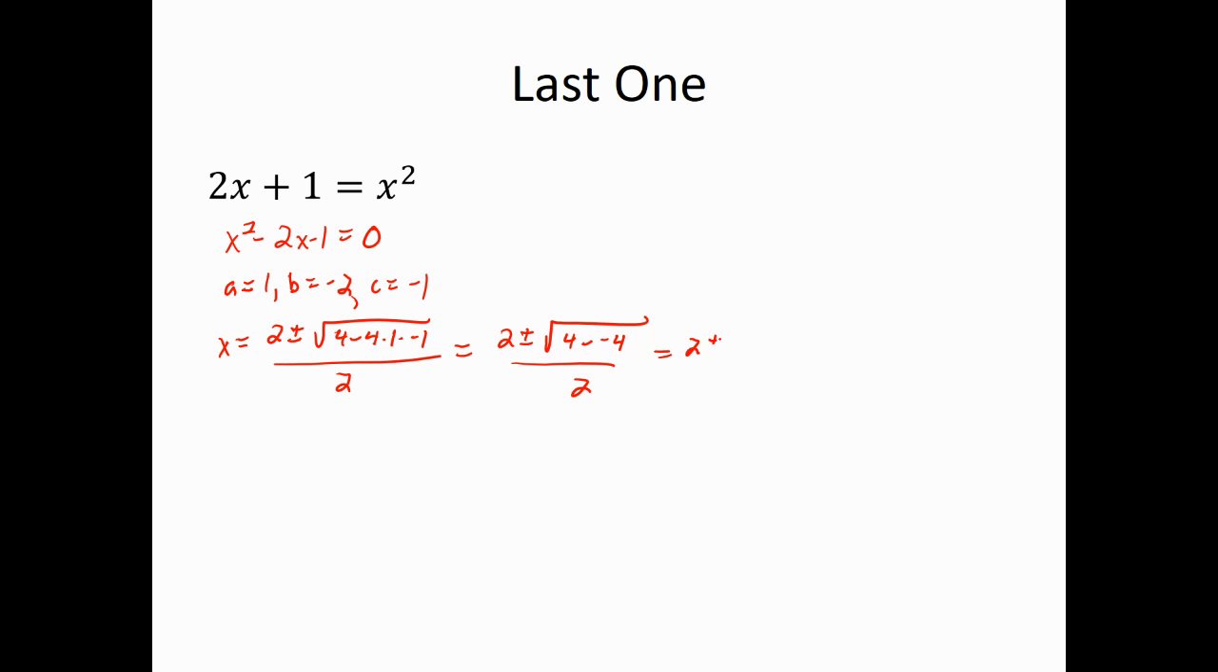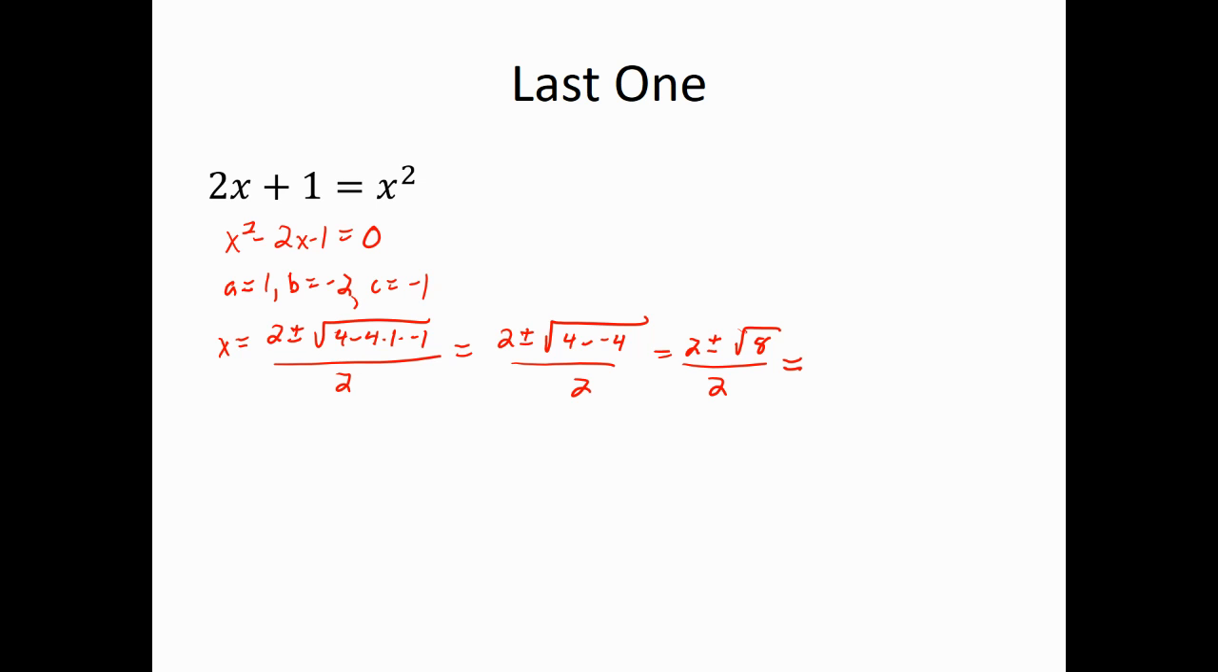And perhaps you don't need to see all of these steps, but I'll write them out anyway. 4 minus negative 4 is 8, so I have 2 plus or minus root 8 over 2. And this is a very simple example, but this does carry us back to the previous lesson where we talked about simplification of radical expressions. Look, it's a radical expression. There's a square root of 8 in there, so I expect you to simplify that.